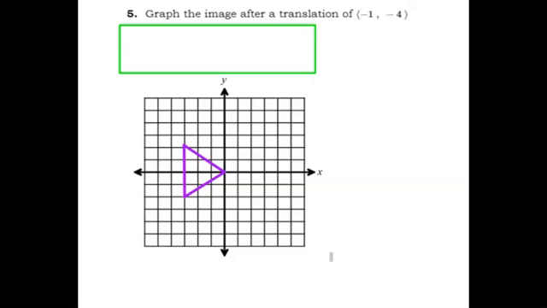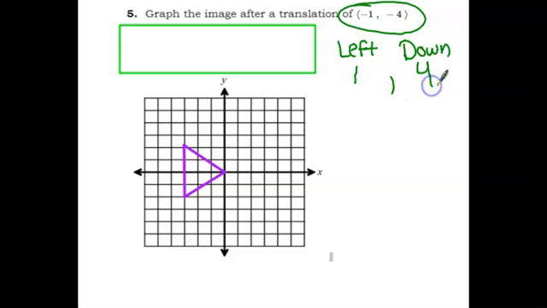So what does that mean? This is vector form. So that means I'm going to go left 1. That's what that first number means. And that means I'm going to go down 4. Okay? So I need to figure out what these coordinate points are and then move them left 1 and down 4. Okay? Well, what I could do is I could just actually take the point, move it over left, and go down 4. 1, 2, 3, 4. That would be my new one.